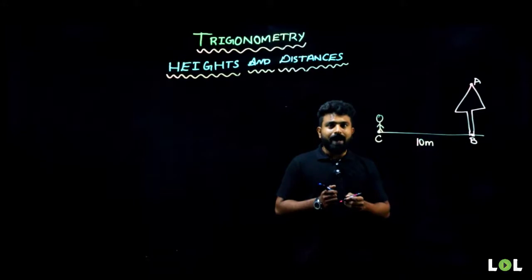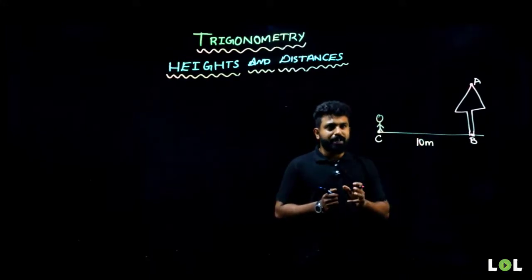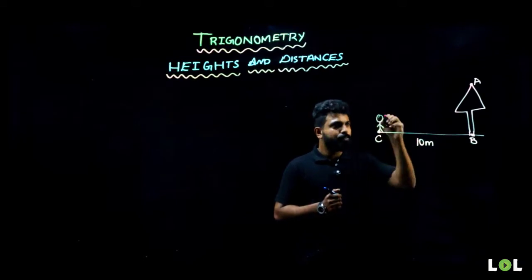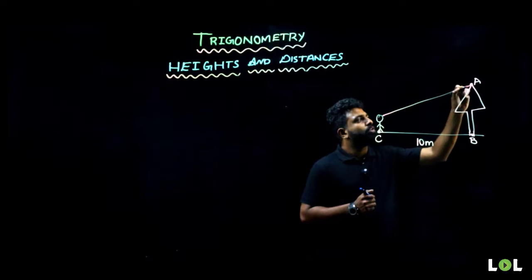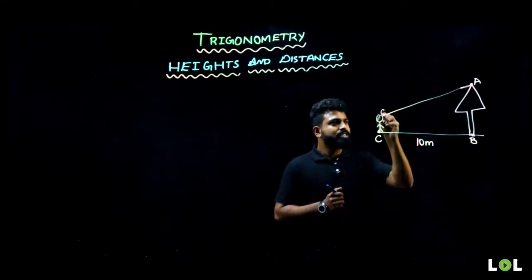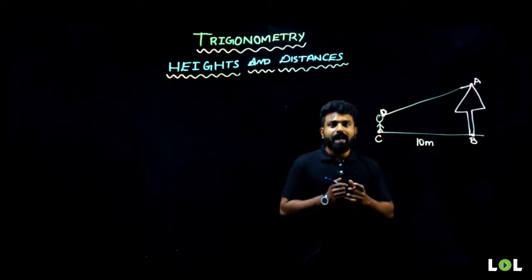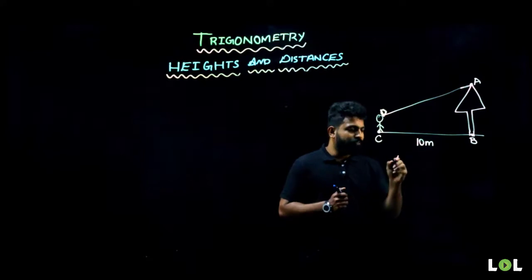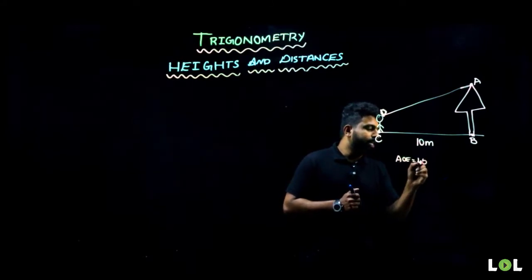Now if I tell you that the person is looking at the topmost point on the tree, so he'll look through his eyes. So he'll be looking to the topmost point on the tree here. I'll consider this point as D. Now if I tell you that the person is looking at the tree at an angle of elevation of 45 degrees.